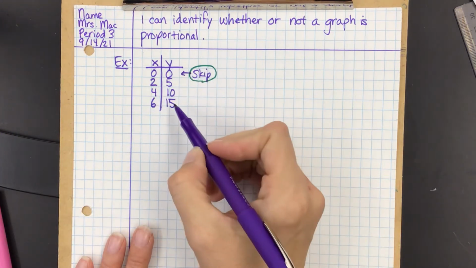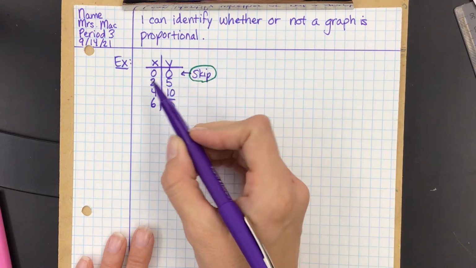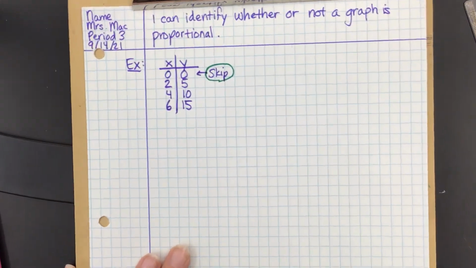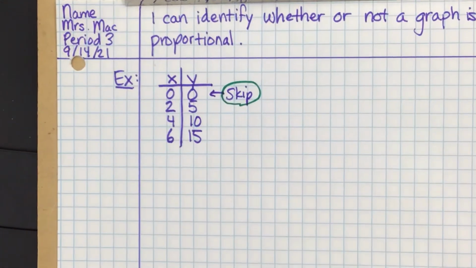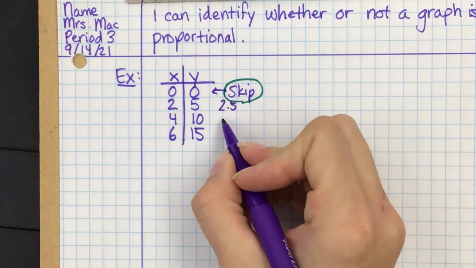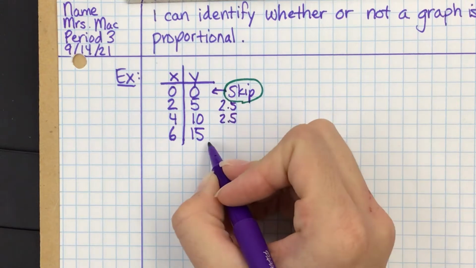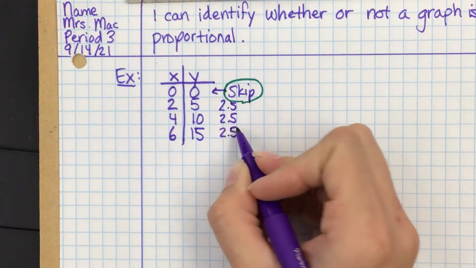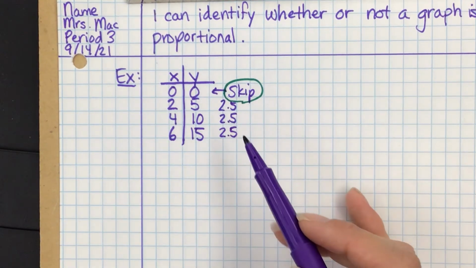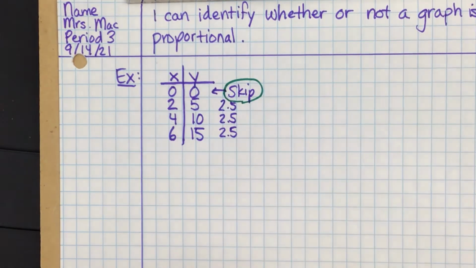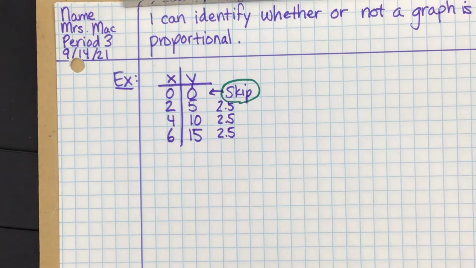But now what we can do is we can go ahead and divide all these ratios to find out whether or not this is proportional. And if we do 5 divided by 2, we get 2.5. Okay. 10 divided by 4, 2.5. 15 divided by 6 is also 2.5. Okay, so since all those ratios are equivalent, we can say that this table represents a proportional relationship. Everybody follow me so far? Yes, you guys are experts at that.